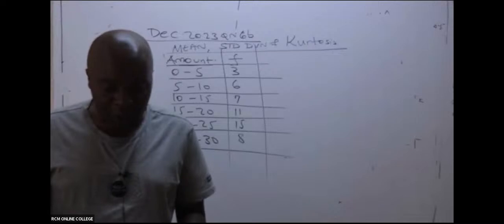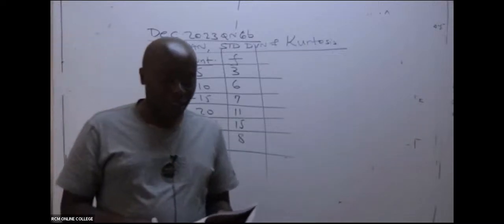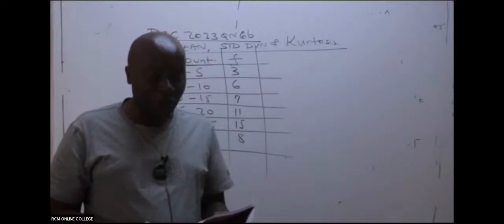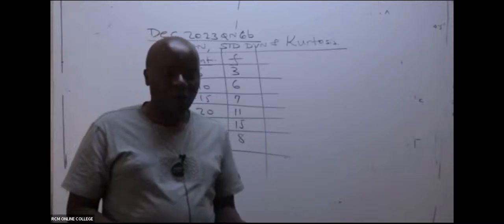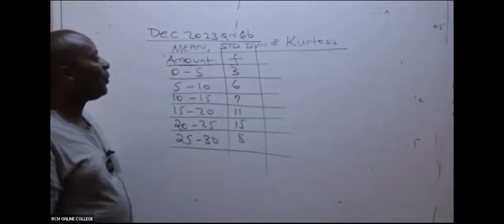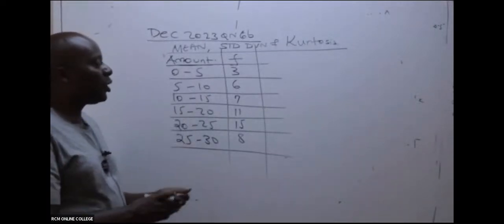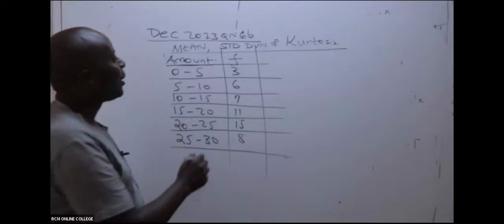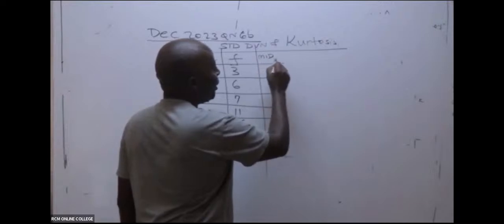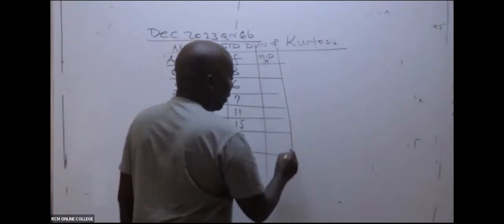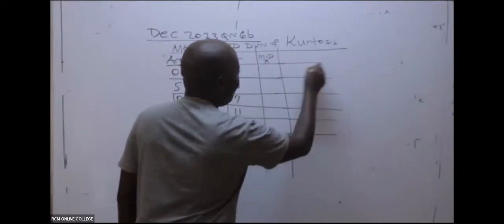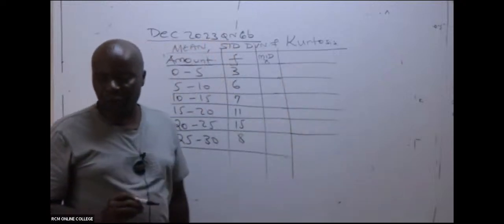And then what do they want us to give them? They want the mean first, standard deviation, coefficient of variation, and then coefficient of kurtosis. If I'm given this kind of information, even without thinking too much, the very first thing I will do is get what we call the midpoint. The midpoint will be our x values.